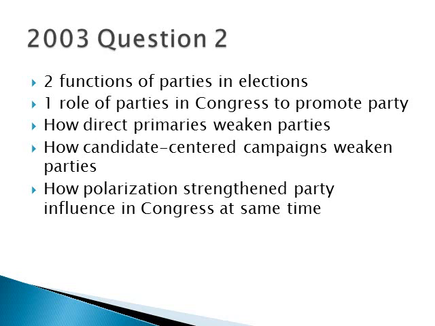So this is what you needed to do. Describe 2 functions of parties in elections. Explain one role the party has in Congress to promote the party. Explain how direct primaries weaken parties. Explain how candidate-centered campaigns weaken parties. And explain how polarization strengthened party influence in Congress at the same time that parties are being weakened by the primary system and candidate-centered campaigns.